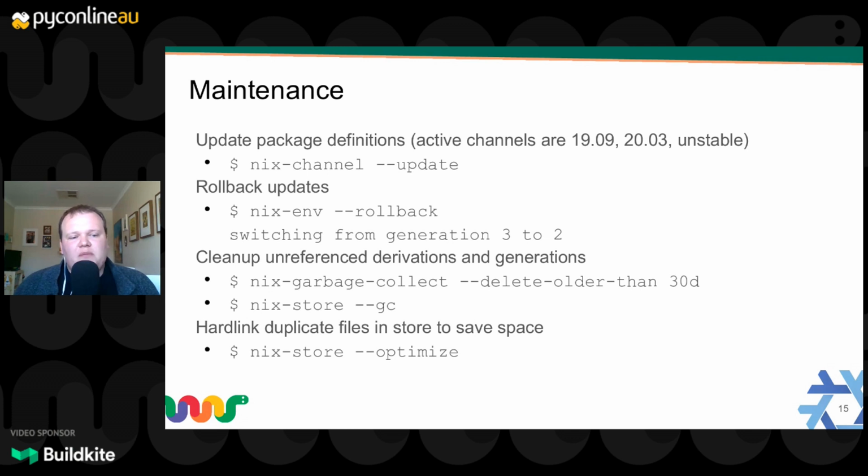You can also roll back updates. So it's a generational garbage collected system for packages. So if you want to roll back, you just roll back to the last generation. And the last generation is the thing you had before you installed or removed that last thing.